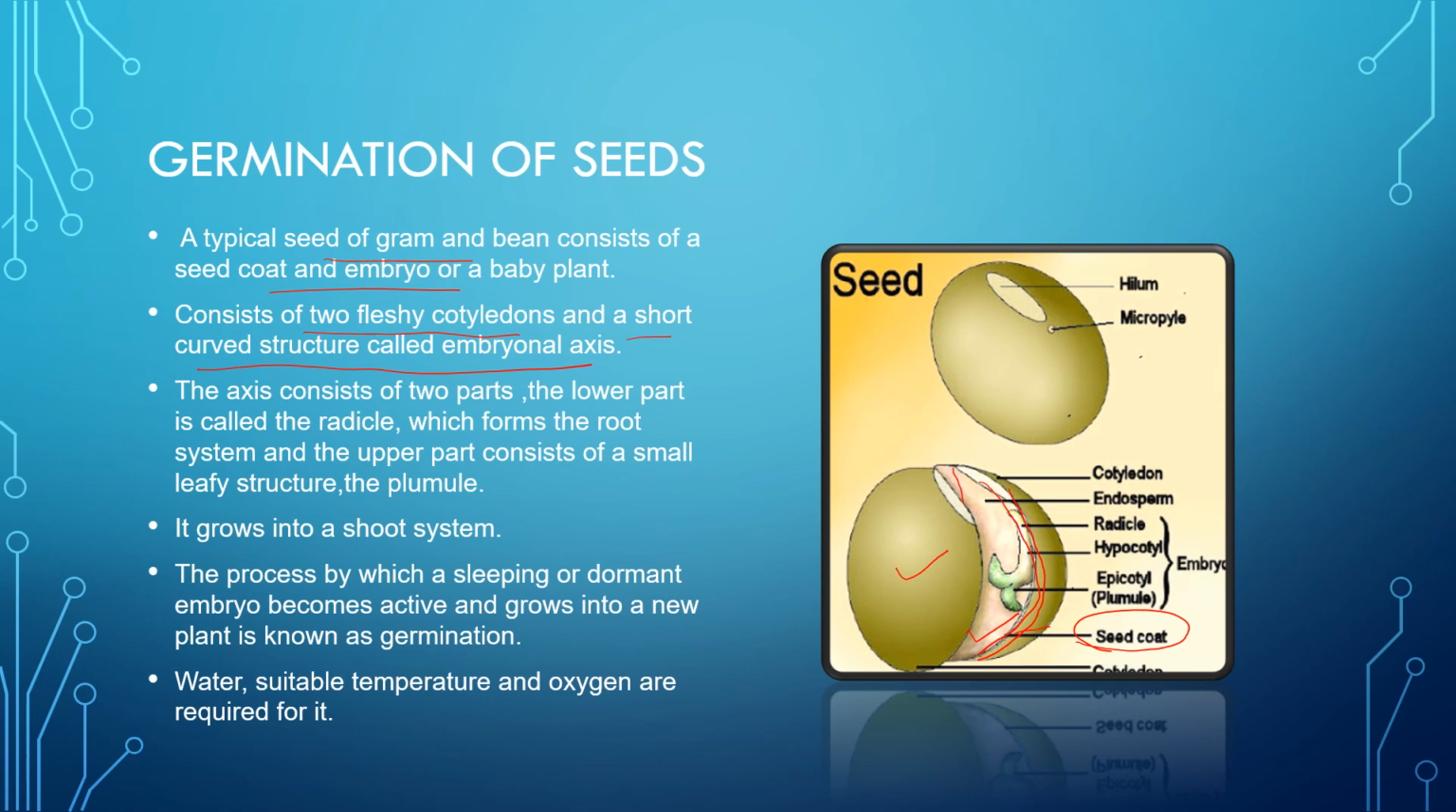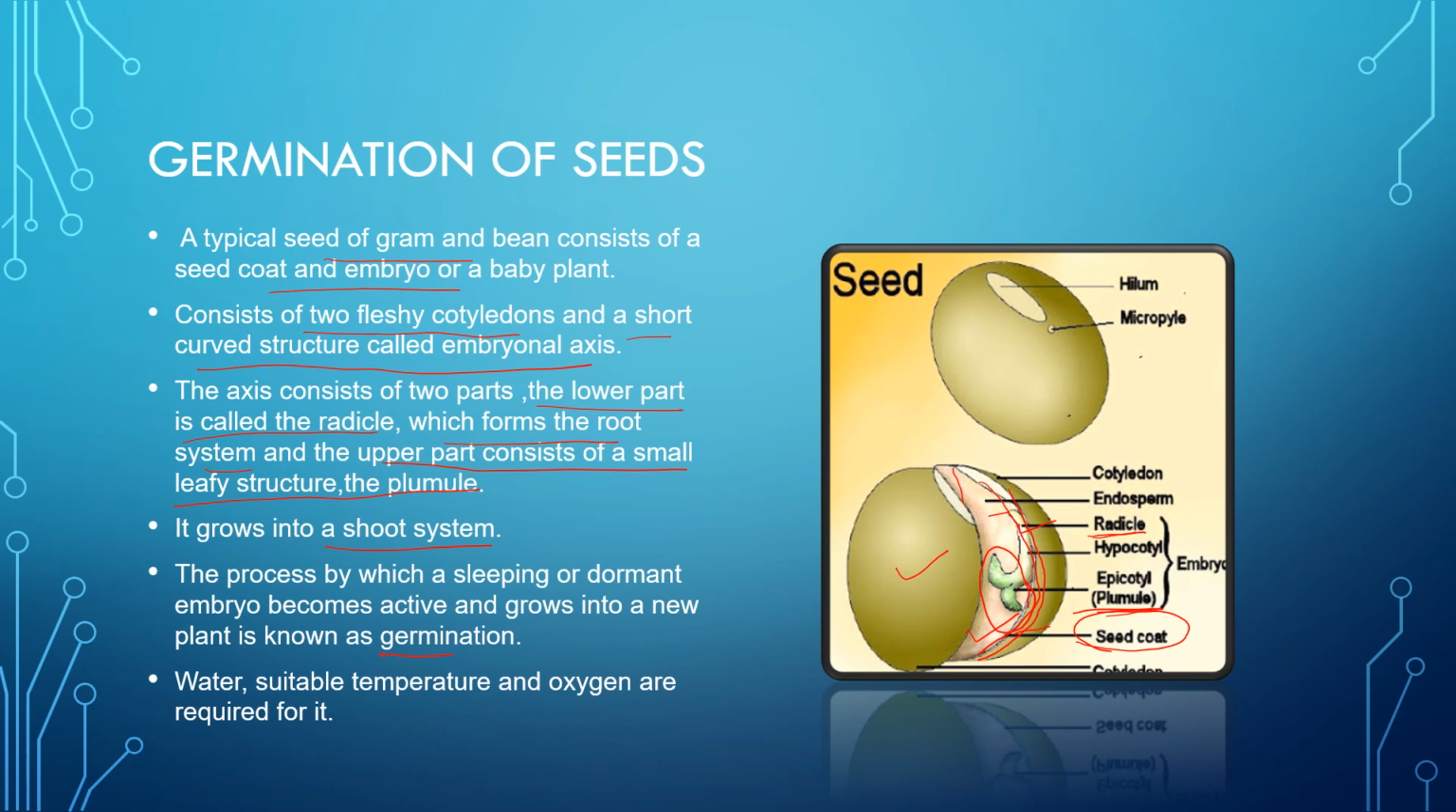Now this axis consists of two parts: the lower part is called the radicle and the upper part is called the plumule. The lower part, the radicle, forms the root system, and the upper part, which will grow into the shoot and consists of the leafy structure, is called the plumule. Is it clear? Now this plumule grows into the shoot system and the radicle grows into the root system.